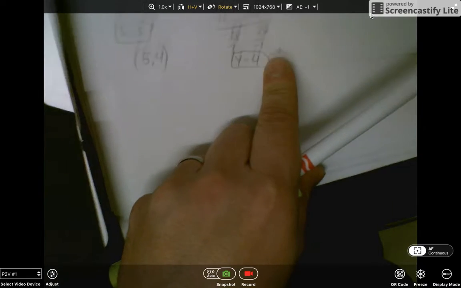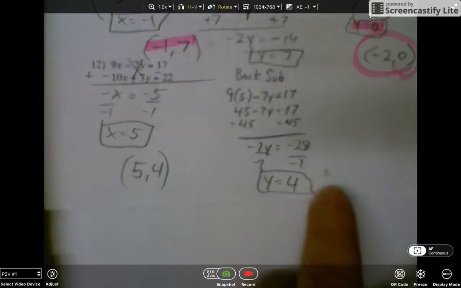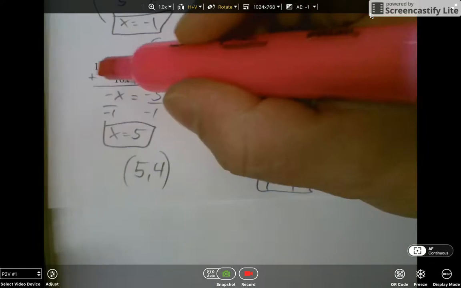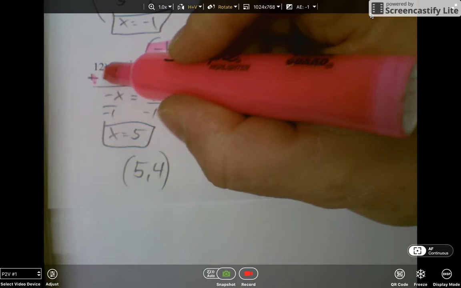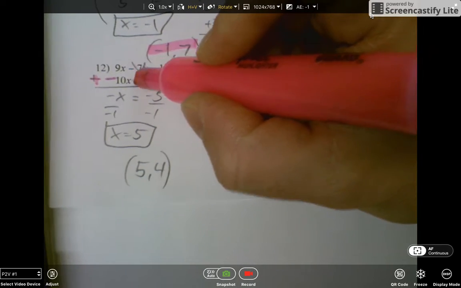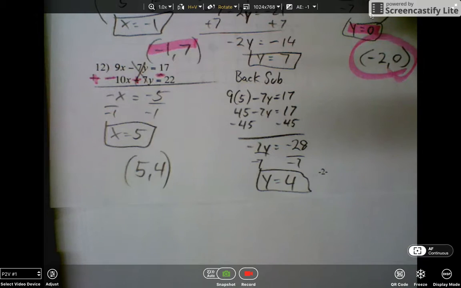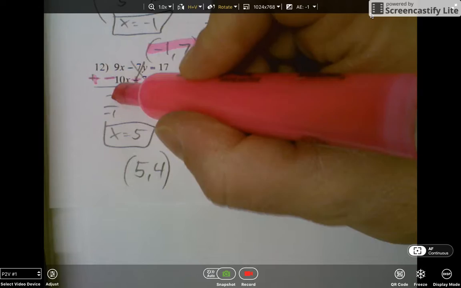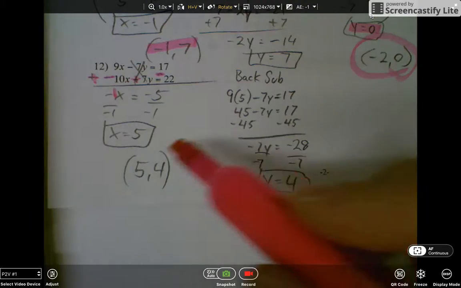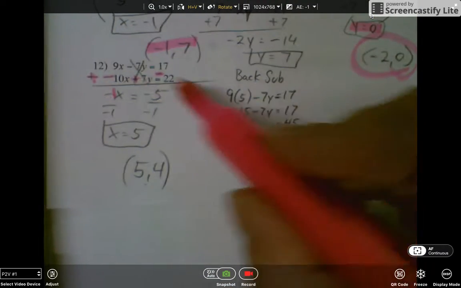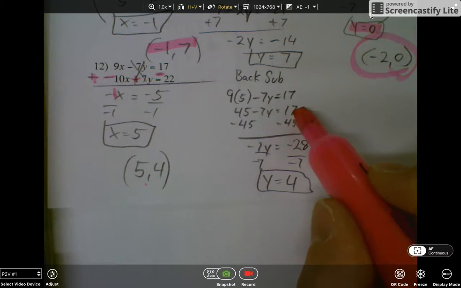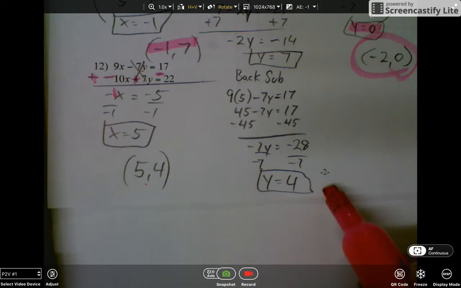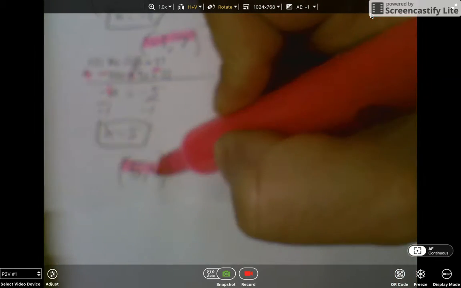Number 12 is the one that everyone dislikes because it has subtraction. The only way to get rid of negative 7y and negative 7y is to subtract them. But I'm going to change my subtraction to addition, and only on my second equation will I change all the signs to the opposite. After I eliminate, I'm left with negative x equals negative 5. There's an assumed negative 1 there, so I divide by negative 1, I get 5. And then once I back sub it into my first equation, I get 45 minus 7y equals 17. Subtract on both sides, and divide by negative 7, and you get 4. So my solution is 5, 4.